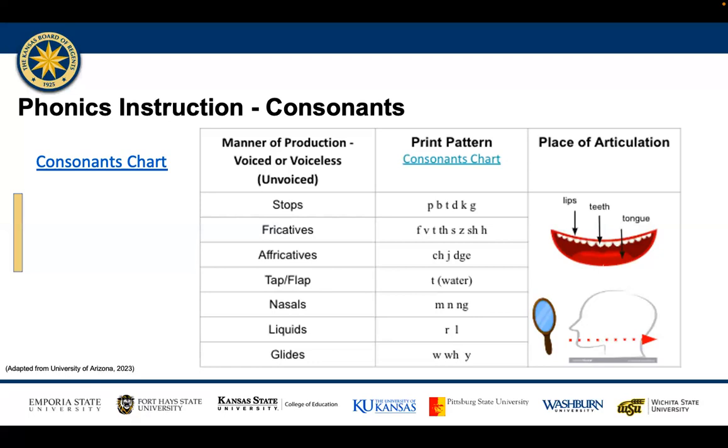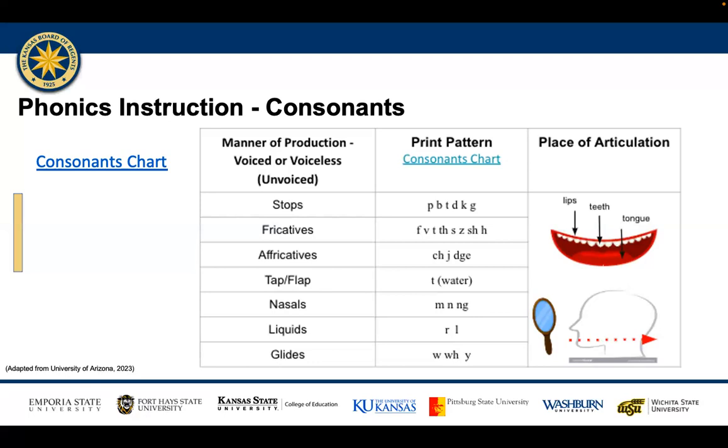For example, the manner of production for the stop sounds p and b is characterized by a puff of air forced forward. You can place your hand in front of your mouth as you say each sound. Notice that these 2 sounds are produced with the same place of articulation. Lips together at the beginning and open after the sounds are released. The only difference is in the manner of production.